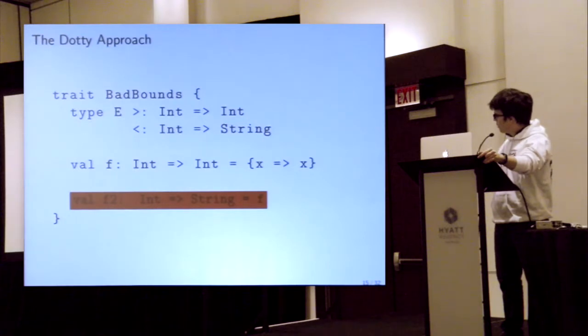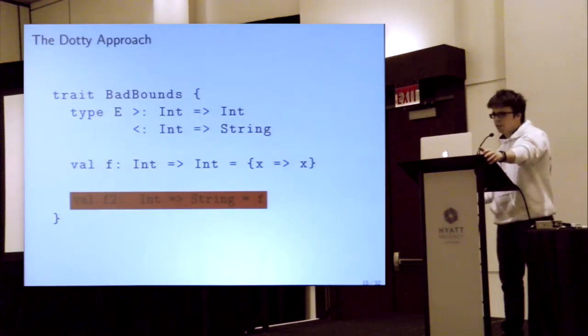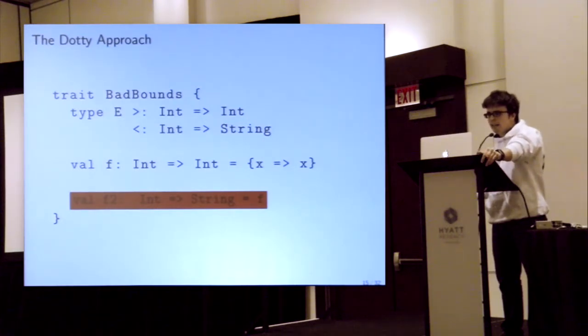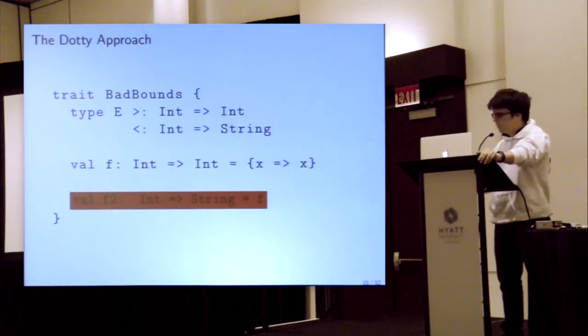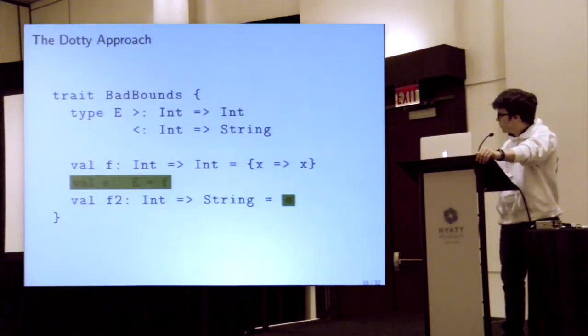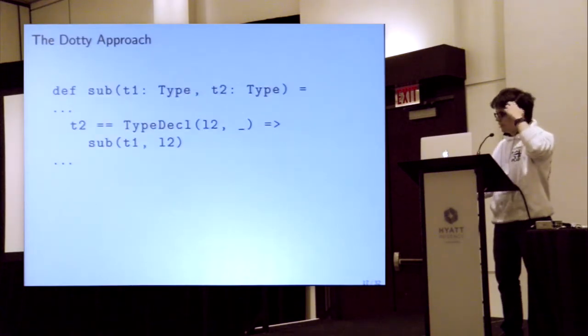But is all the information about the lower bound and the upper bound and how they relate lost? And the answer is that it's not lost. In fact, we can make this program type check again by adding an intermediate value E of type E, and now F gets assigned to E, and then E gets assigned to F2. And that type checks.